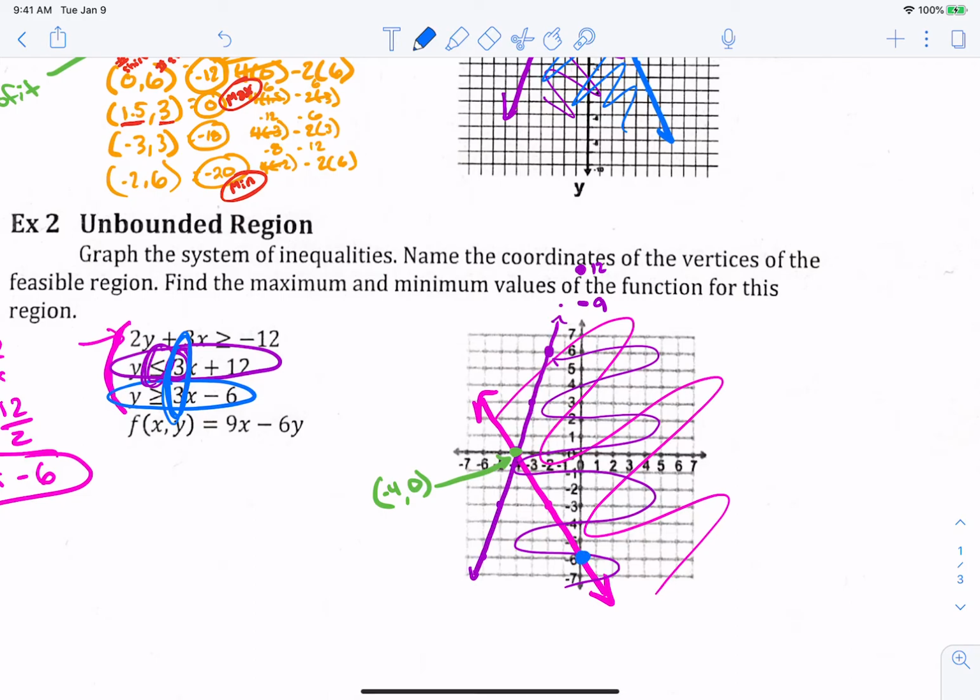Then I go up 3 and over 1. Up 3 over 1, up 3 over 1, up 3 over 1, and they're never going to cross each other. Yikes. This is what's called an unbounded region. An unbounded region. Like these.